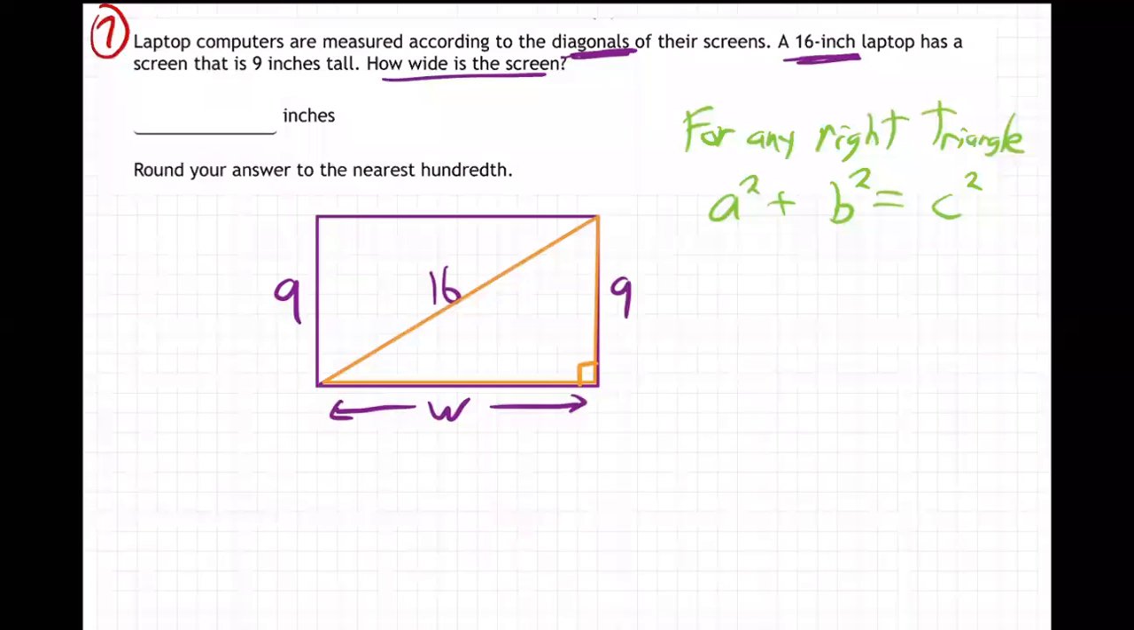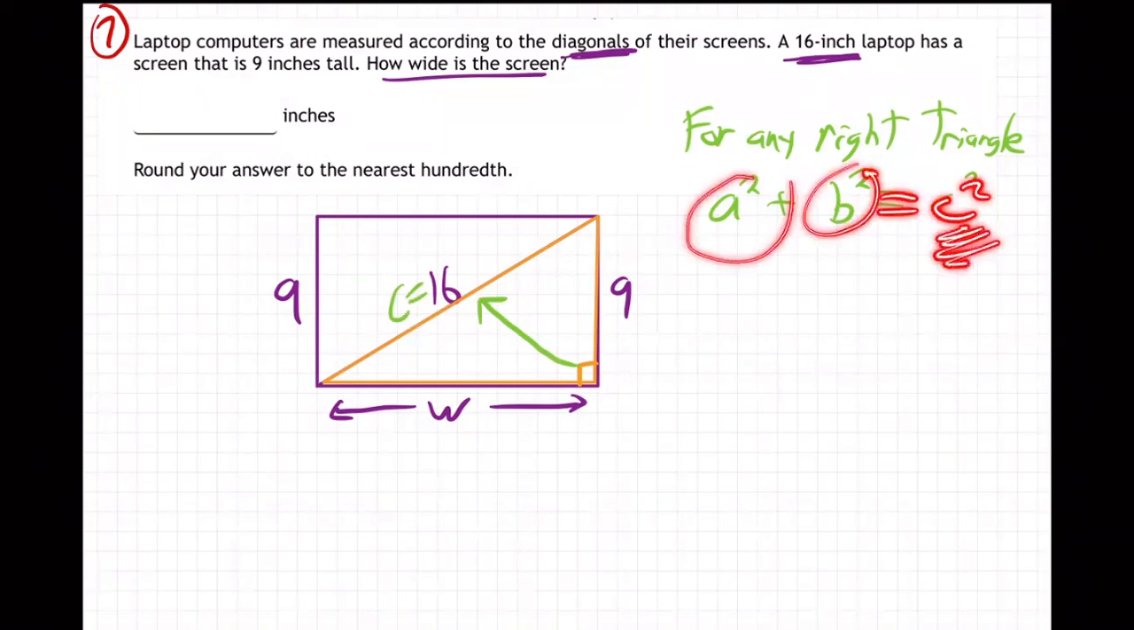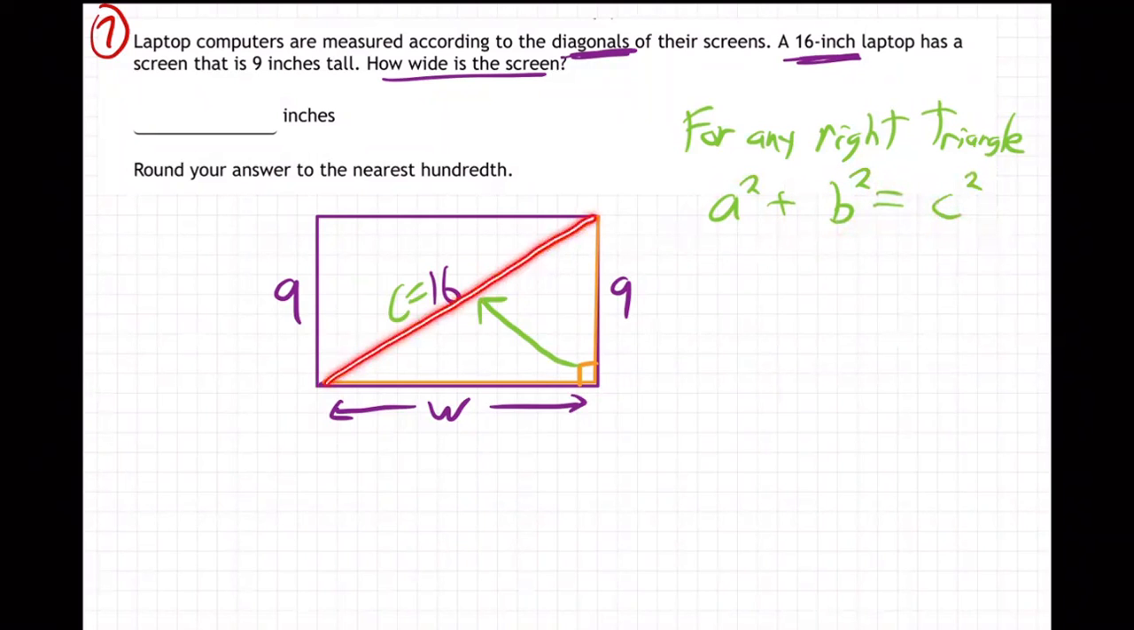Yes, good. C is always the side across from the right angle. It's the longest side, right? A squared plus B squared, those two add up to equal C squared. So C has got to be the biggest one, the longest one. The side across from the right angle is always the longest side. So you got to be careful to make sure you get that part right. That's your C.